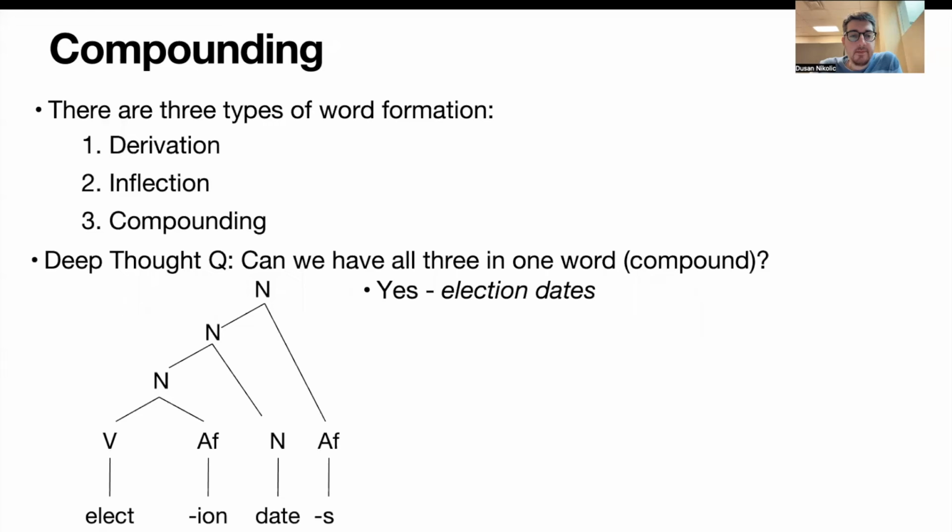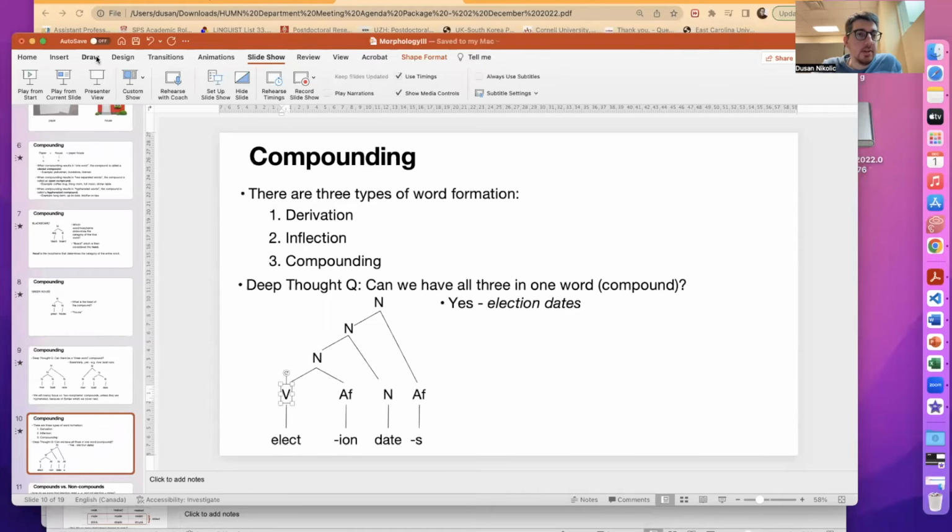Right. What's derivation? So derivation is the first one, election. And what's compounding? Election date. That would be the compounding. And what's an inflection? The last one, right?